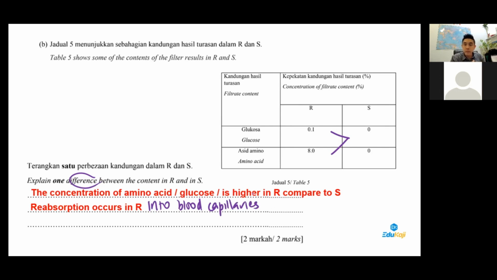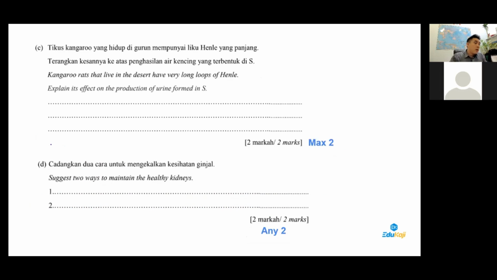A very common question, guys. Draw one star. So when they ask you for a difference, state the difference. State the obvious. 3 marks, guys. Just take. Okay, next.